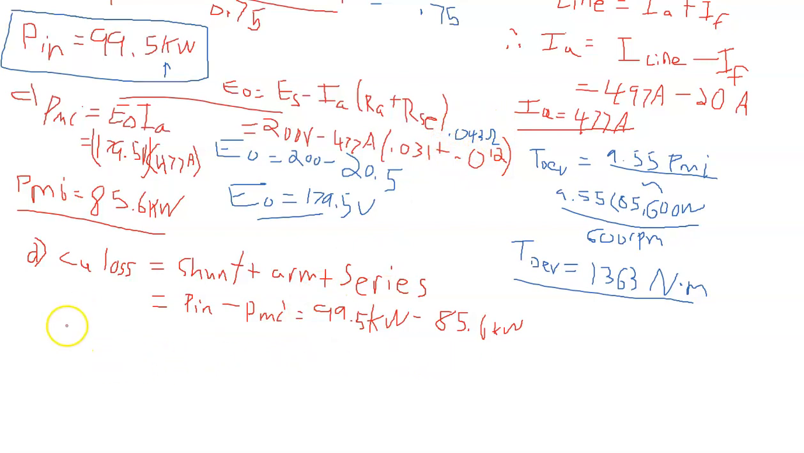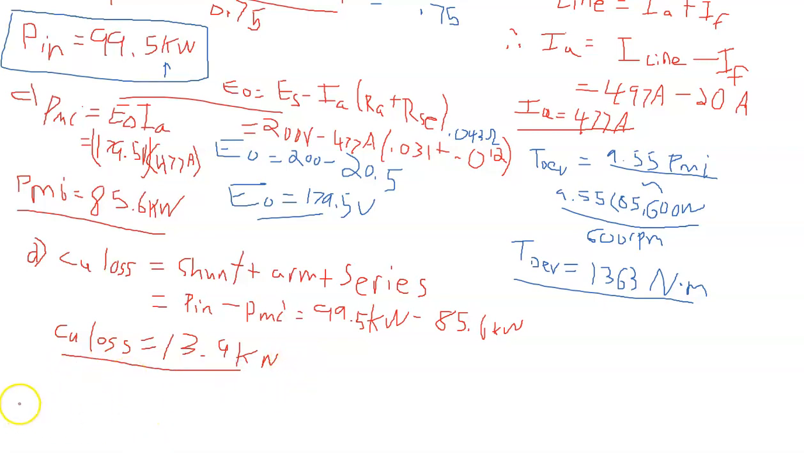And you can verify that that calculation gives you the same value. And so the total of the copper loss, at 99.5 kilowatts subtract 85.6 kilowatts, we have 13.9 kilowatts. And again, that got to be the easiest way to do that calculation.